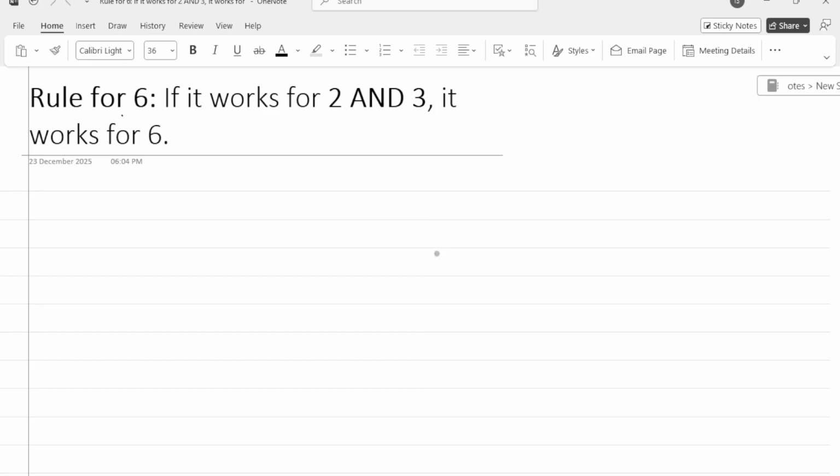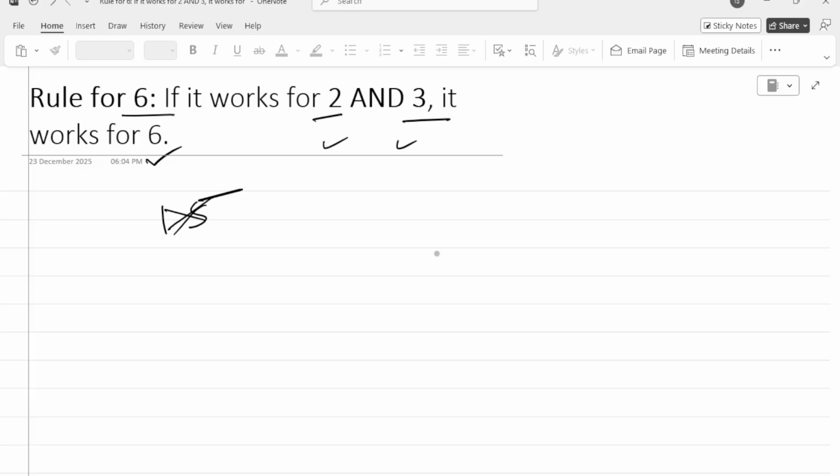Divisibility rule for 6: if a number is divisible by 2 and 3, it is completely divisible by 6. Let's take the simplest example, 15. No, no, that also comes in the table of 3.